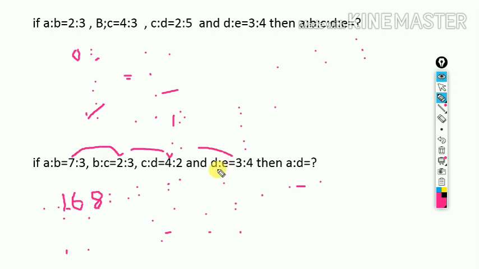And for D, what will be there? D will be 3 multiply 2. Then 3 multiply 3, 3 multiply 2, 2 multiply 3. So it will be 3 multiply 2, 6, 6 multiply 2, 12, 12 multiply 3, 36.